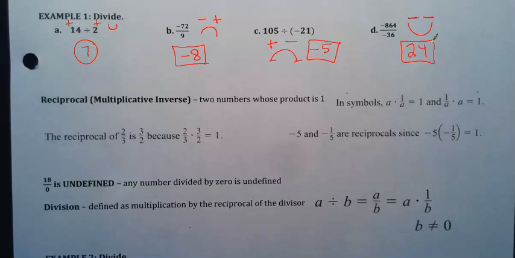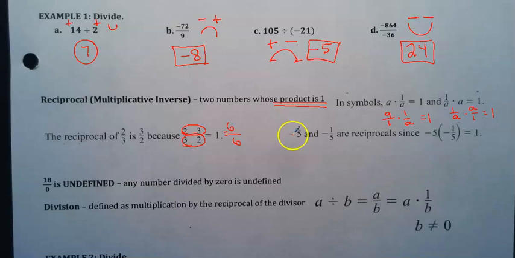All right. We also then have the reciprocal, or the multiplicative inverse. It's two numbers whose product is 1. So in symbols, we would say A times 1 over A, because we could also say this is A over 1 times 1 over A equals 1. Or you can change the order: 1 over A times A over 1 equals 1. So the reciprocal of 2/3 is 3 over 2, because 2/3 times 3 over 2 equals 1. Think about it like regular multiplication. 2 times 3 is 6. 3 times 2 for the denominator is 6. So 6 over 6 is equal to 1.